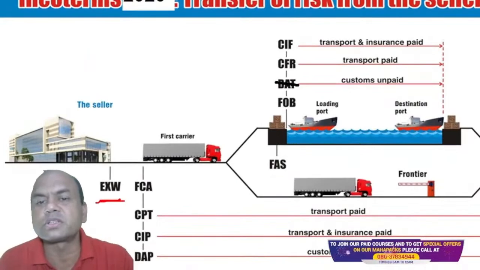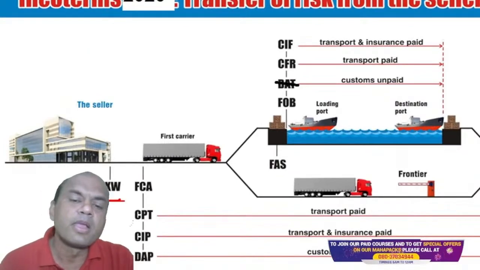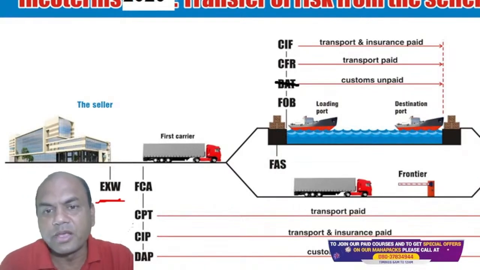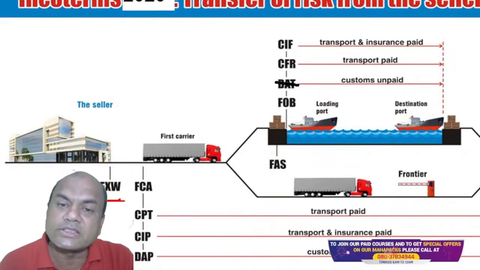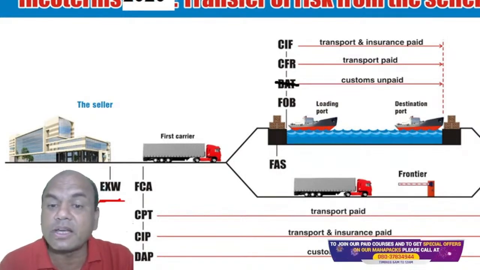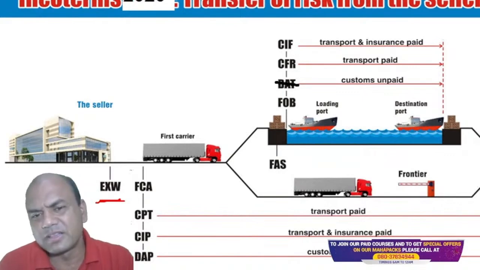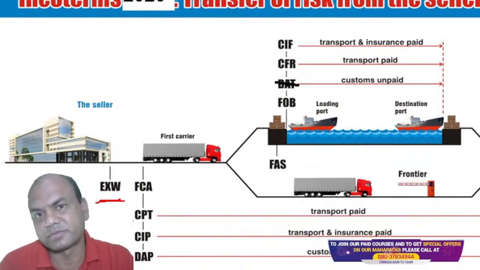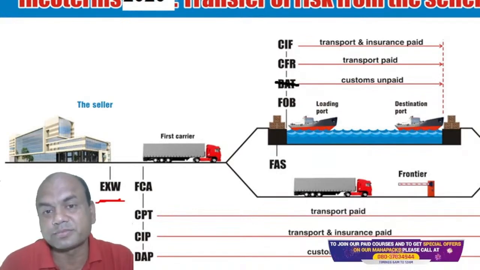CFR means what? Cost and freight. What does it mean? Here it means that the seller will put the goods on the ship, number one, means on the board. Then he'll buy the logistic cost of this ship. Logistic cost means the ticket, you can call it in simple language. The ticket of that ship will be borne by the seller. So this is known as CFR.